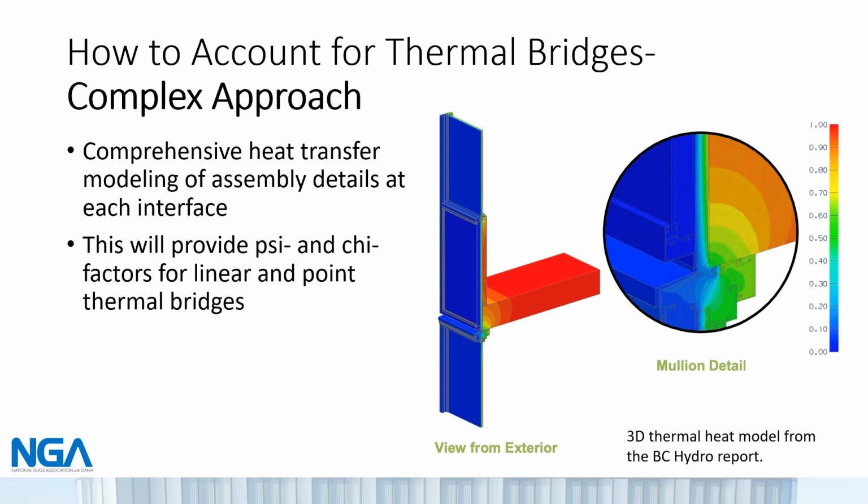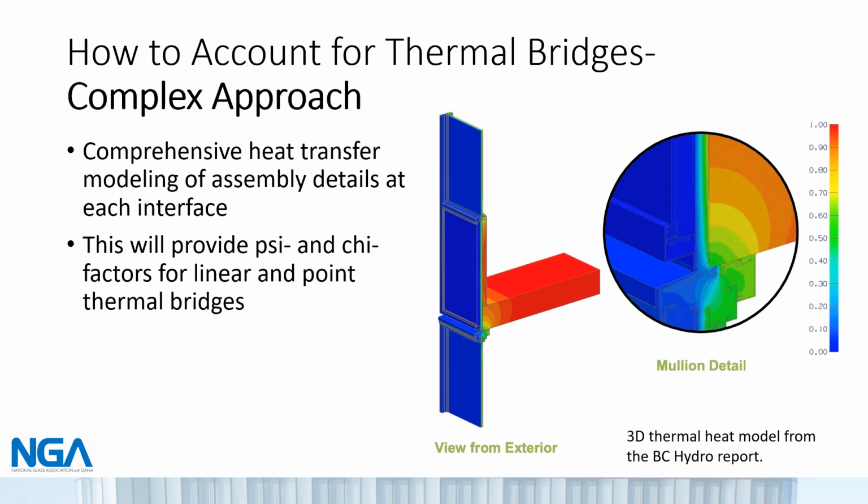The more complex approach to thermal bridging involves comprehensive heat transfer modeling of assembly details at each interface. This modeling generates psi and chi factor thermal transmittance numbers for each construction detail. These numbers can be used to adjust the effective U factor of the envelope assembly and to account for the greater heat loss in whole building performance calculations.